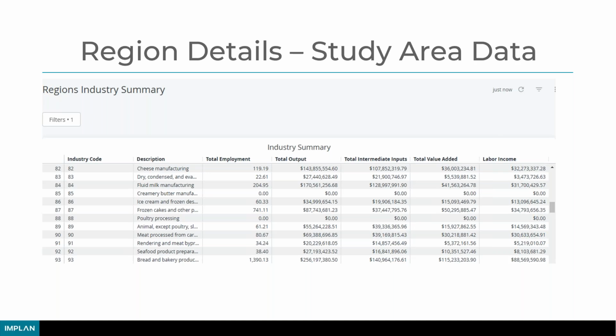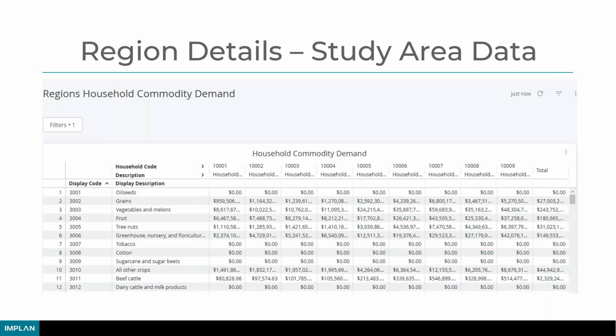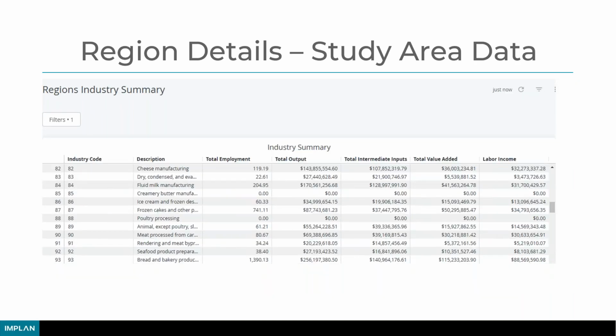The next piece is looking at the industry summary. So in other words, this is a similar set of data. We're looking at total employment and total output, but also summarizing two of those additional pieces: the total intermediate inputs, so how much are they spending on other products that are going into production, total value add, another way of thinking of this is contribution to GDP, and then overall labor income.